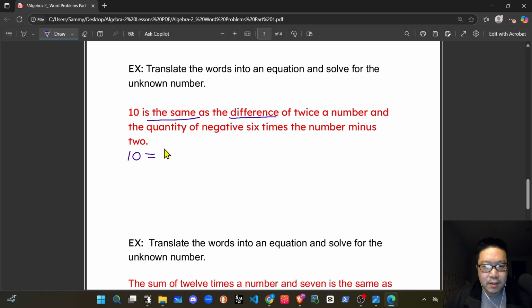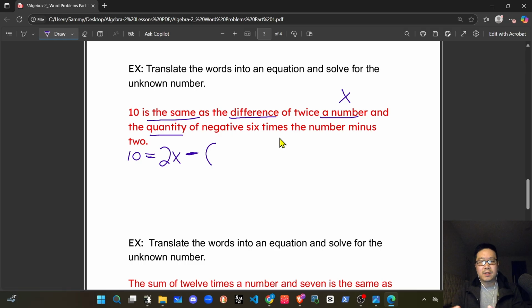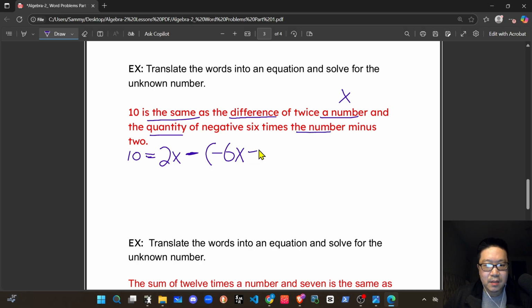So the difference of twice a number, so a number is our x, or what we're solving for. So it's going to be 2x. And the quantity, again, it says the difference, so we're subtracting. The difference of twice a number and the quantity of negative 6 times the number. Quantity is basically going to mean to put it in parentheses, the quantity of some expression. The quantity of negative 6 times the number means to multiply negative 6 and the number, which is x, minus 2.